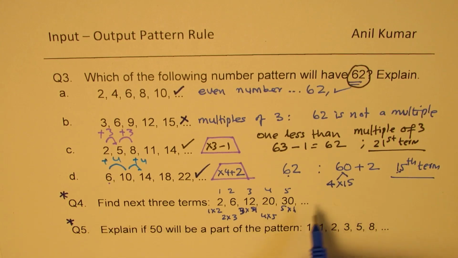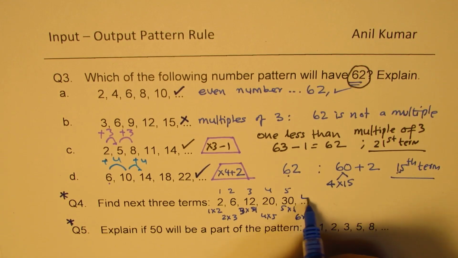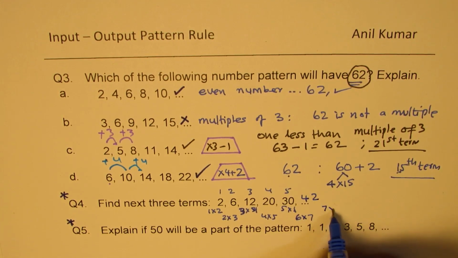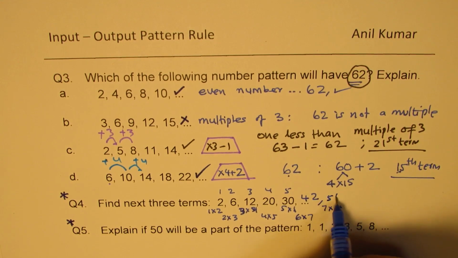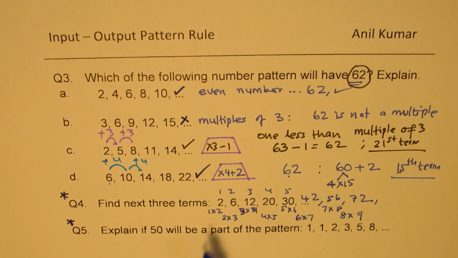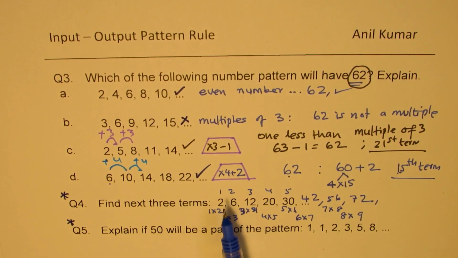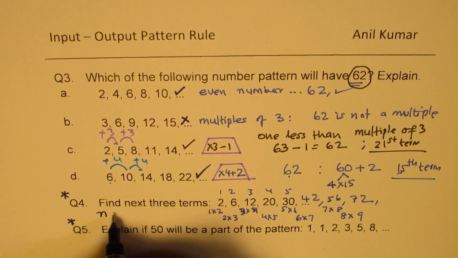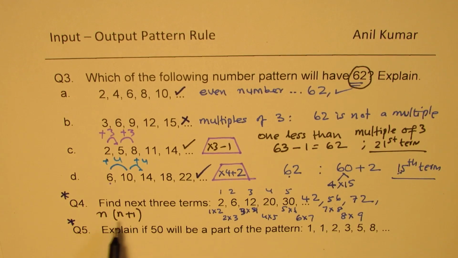You have to write the next 3 terms. So the next term should be 6 times 7, which is 42. And then we have 7 times 8, which is 56. And then we have 8 times 9, which is 72. So like this, you can continue. I hope you have understood the pattern rule. It is the product of the term number and the next number, right? So the pattern rule here is n times n plus 1. So you multiply consecutive numbers to get this pattern, okay?